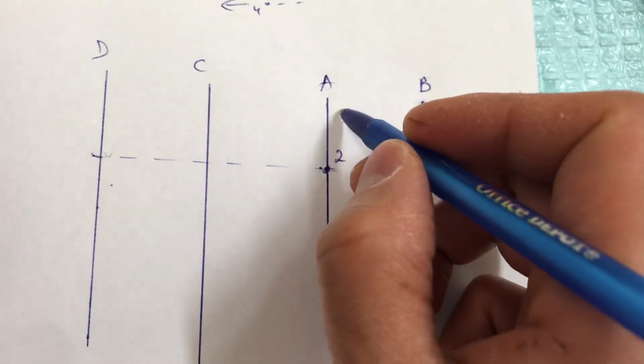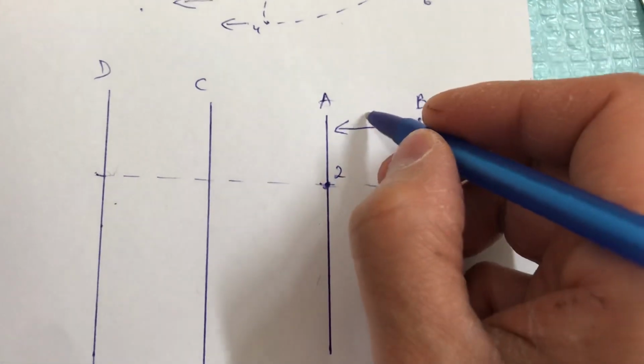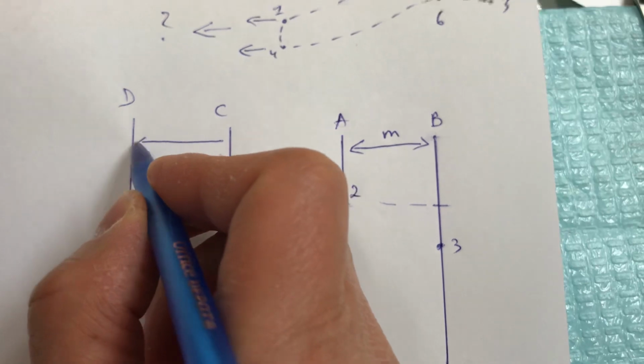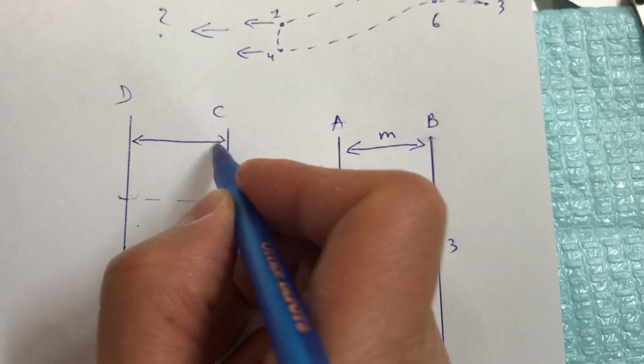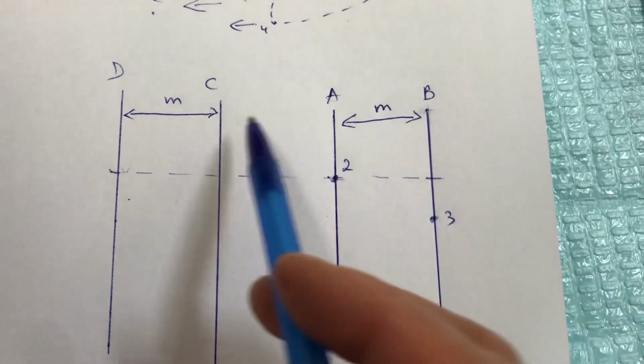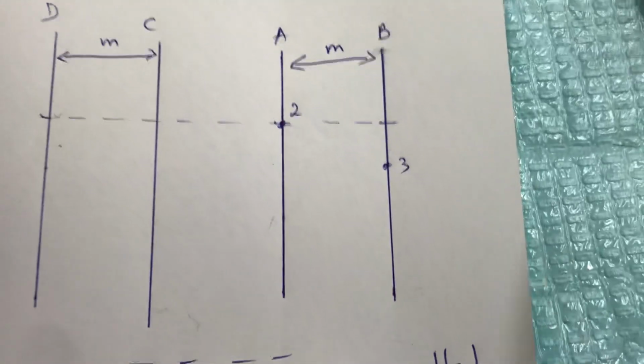And the distance from A to B, we say the distance is M. And then the distance from C to D is also M. Okay? So as you can see, the distance from A to B is the same as the distance from C to D. And all of these lines are parallel.